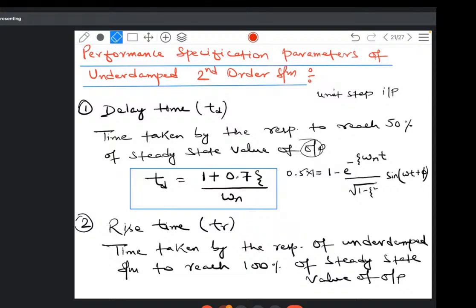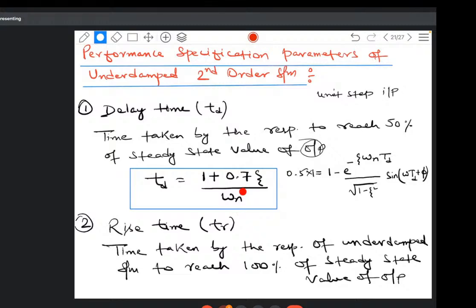This particular part is happening at which time? This is happening at time Td. So in place of small t, you have to write capital Td. And phi value, you know, is tan inverse under root 1 minus zeta square by zeta. So when you put all those values and try to find out the value of this Td, that is delay time, it will come as (1 plus 0.7 zeta) by omega n. Please note here that this is omega n, not omega d.